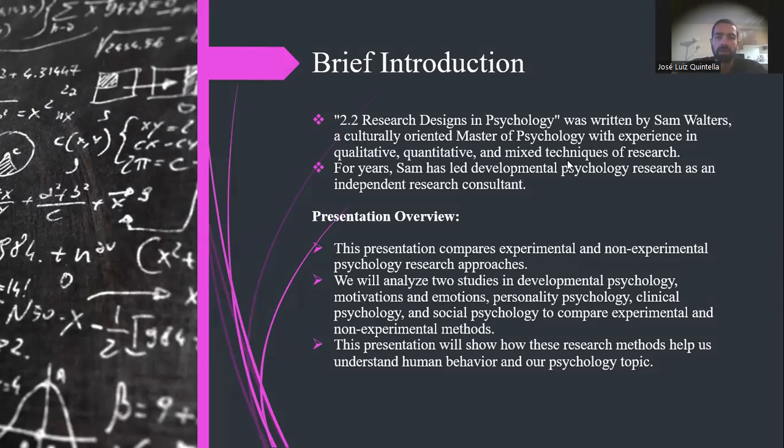The presentation overview: this presentation compares experimental and non-experimental psychology research approaches. We will analyze two studies in developmental psychology, motivations and emotions, personality psychology, clinical psychology, and social psychology to compare experimental and non-experimental methods. In this presentation, we'll show how these research methods help us to understand human behavior and our psychological topic.